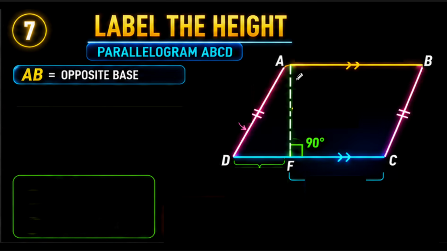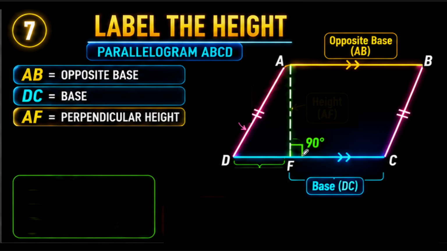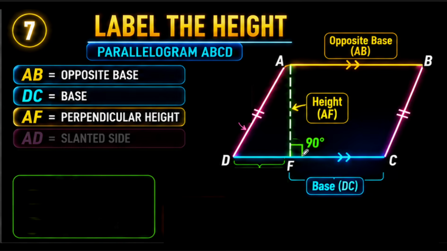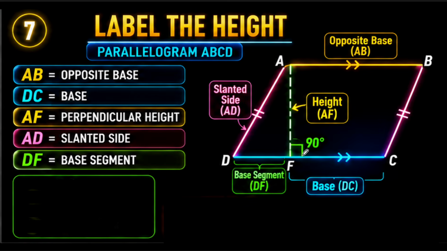So now, let's label these. AB would be the opposite base. This is our opposite base. DC is our base here. And then AF is our perpendicular height, AD is the slanted height, and DF is the base segment. Take note of it because we're going to use that in the next part of our video.